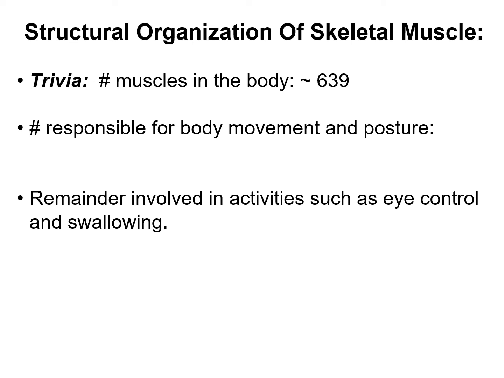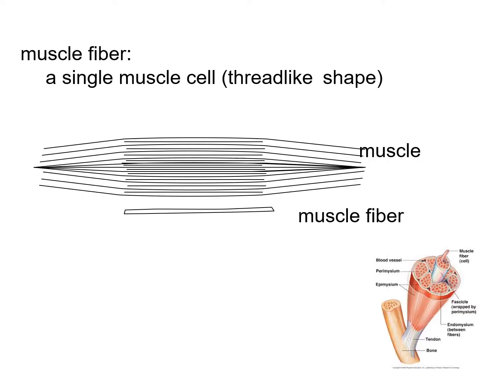But how many of those muscles are responsible for body movement and posture? Only about 150. All the other ones are muscles that control your eye movement, swallowing, the smooth muscles of our digestive system, the muscles that help constrict or dilate capillaries, and the one really big muscle, which is your heart. It doesn't really count as controlling body movement. So 150 are responsible for body movement and posture.